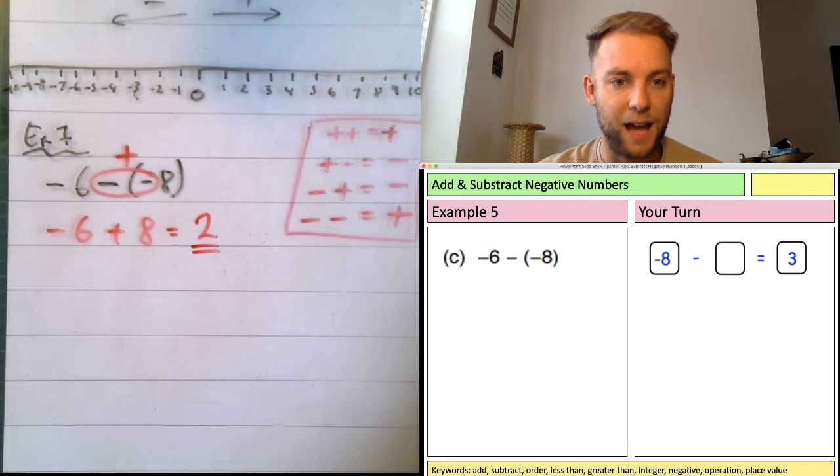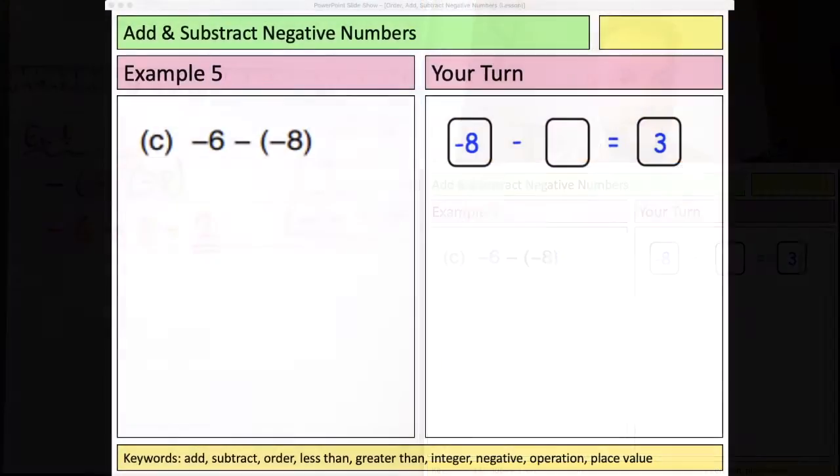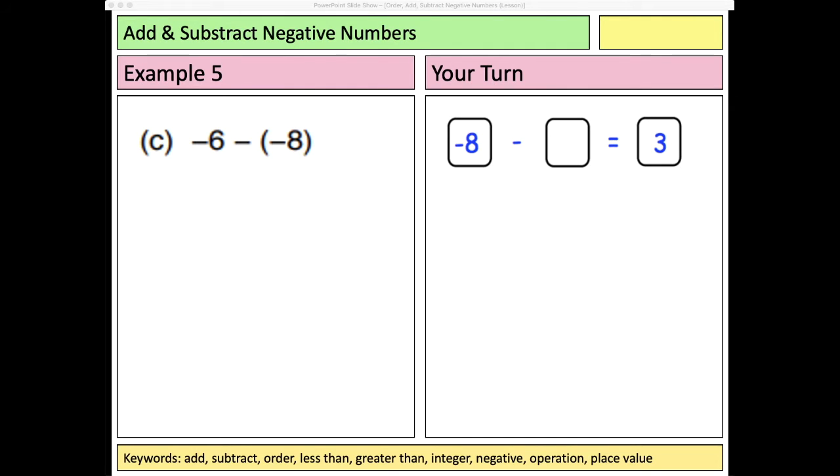But pause now and have a little go at that one on the right-hand side. So pause now and have a little go at that one. It's a tricky one, this one.